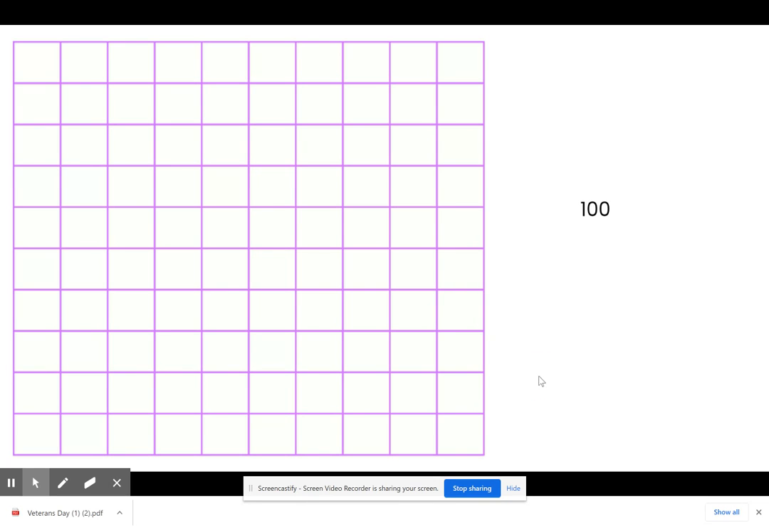What about 100? Where would 100 go? What about the number 9? Where would the number 9 go? 22. Don't forget to pause the video so you can think about what you would do to figure out where the number 22 would go.